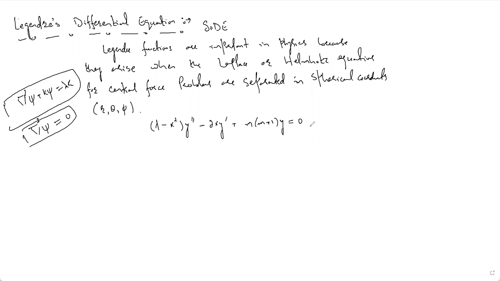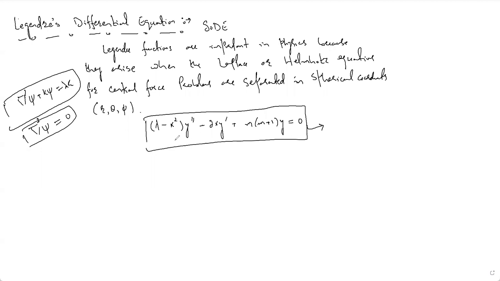This kind of differential equation is called a Legendre differential equation, and it arises in problems where the Laplace or Helmholtz equation for central force problems is separated in spherical coordinates. When we separate them, we get three different equations, and one of them will be like this. In terms of rho, theta, phi, the general form of this Legendre differential equation is this.